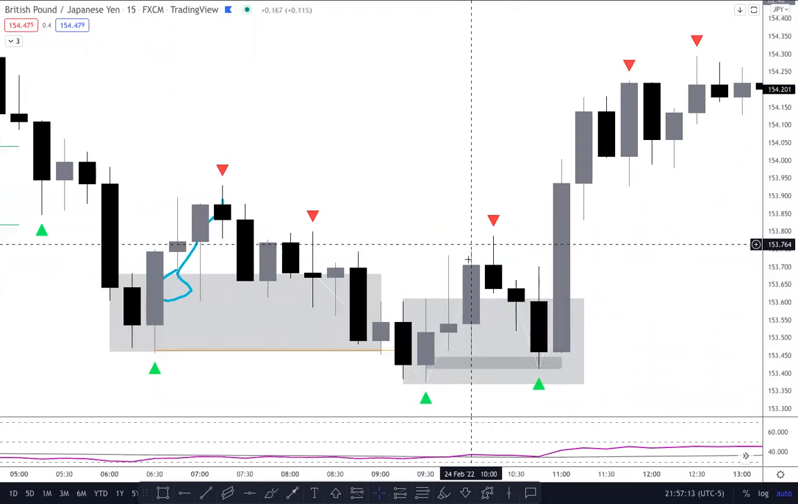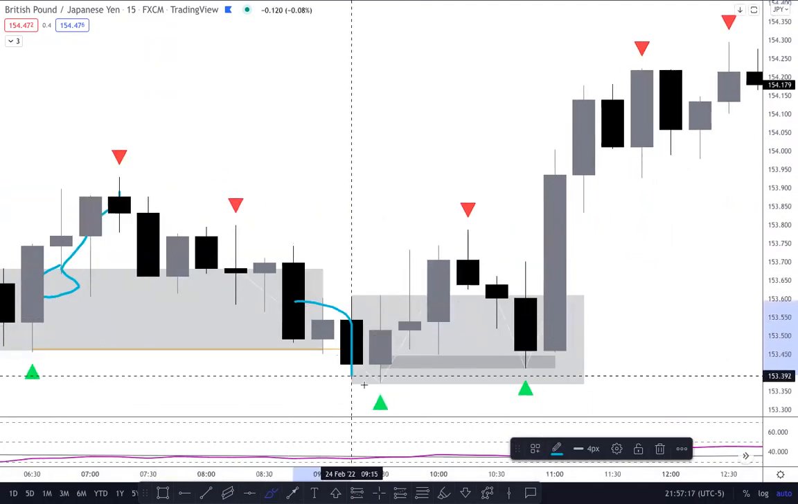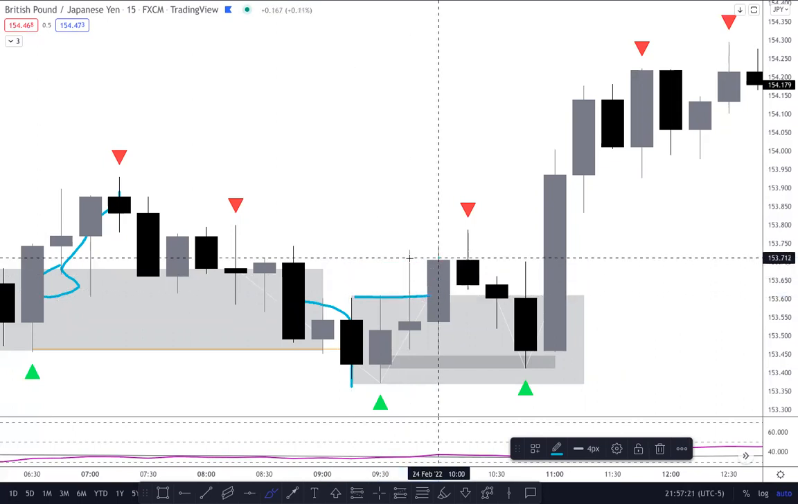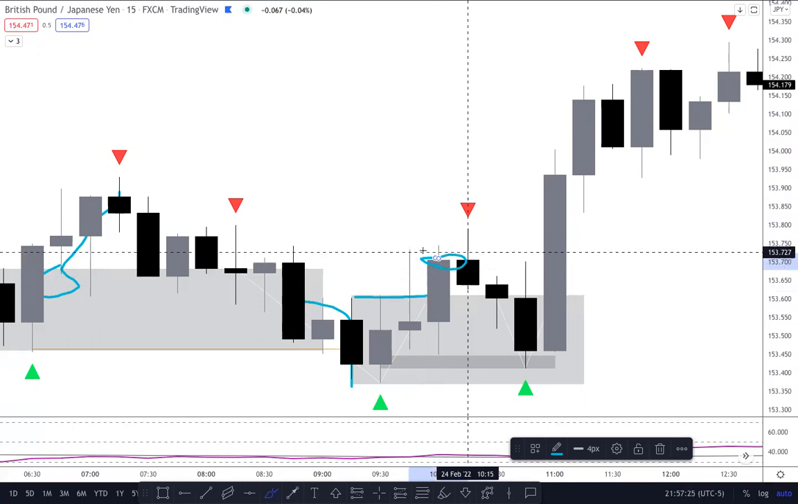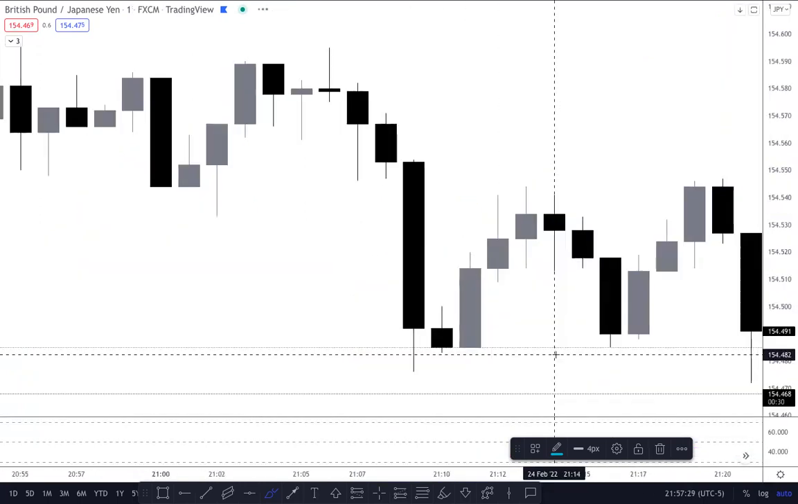We come in and engulf, right? And I want to explain this engulfment. Here's a candle that induced, right? It wasn't until we closed above this candle's highs here that allowed me to take all this as an OB. We come into the 1 minute.